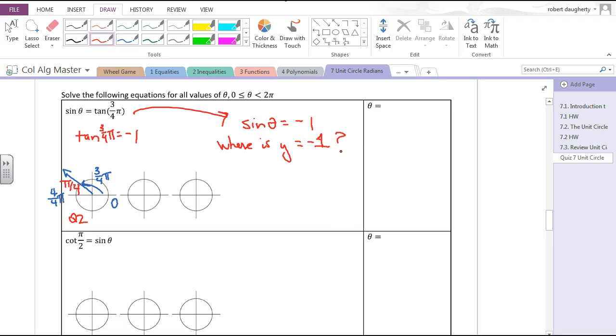So look on the unit circle. Where is your y value negative 1? On the last quiz you would have said 270, but here this happens at 3/2 pi.